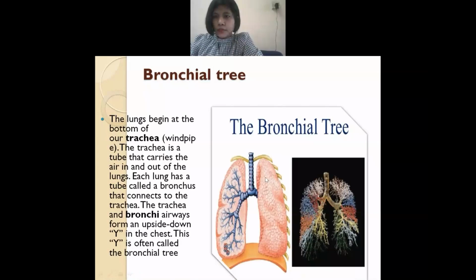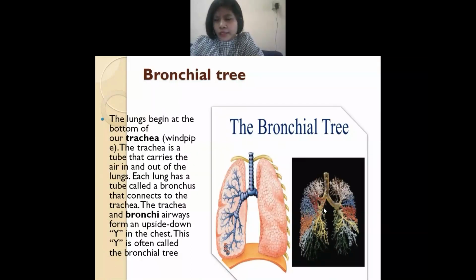Okay, next is the bronchial tree. So this is the bronchial tree, means the bronchus, which lies in the lungs. And from where do they begin? They start from the bottom of the trachea. So this is the trachea, all right? It is also known as the windpipe. The trachea is also known as the windpipe. Understand?